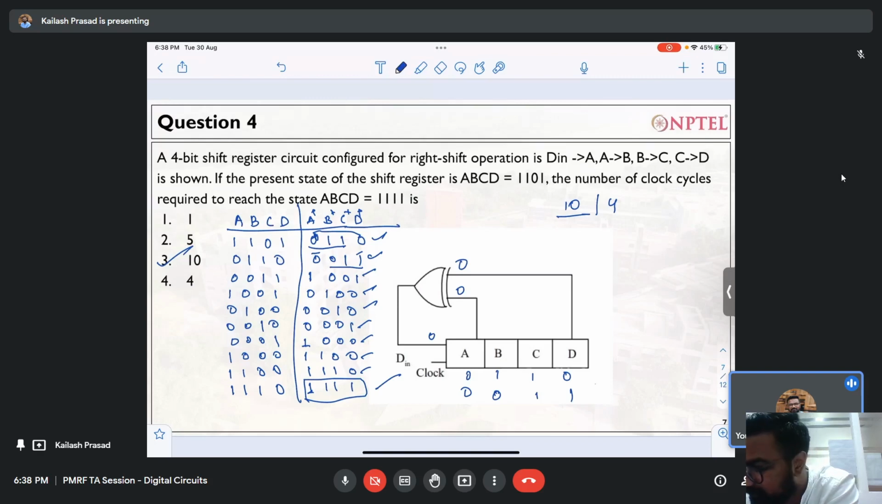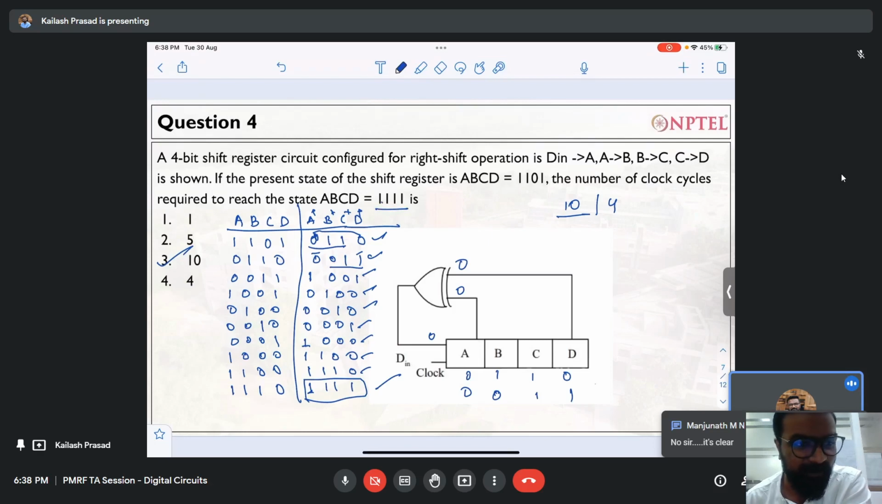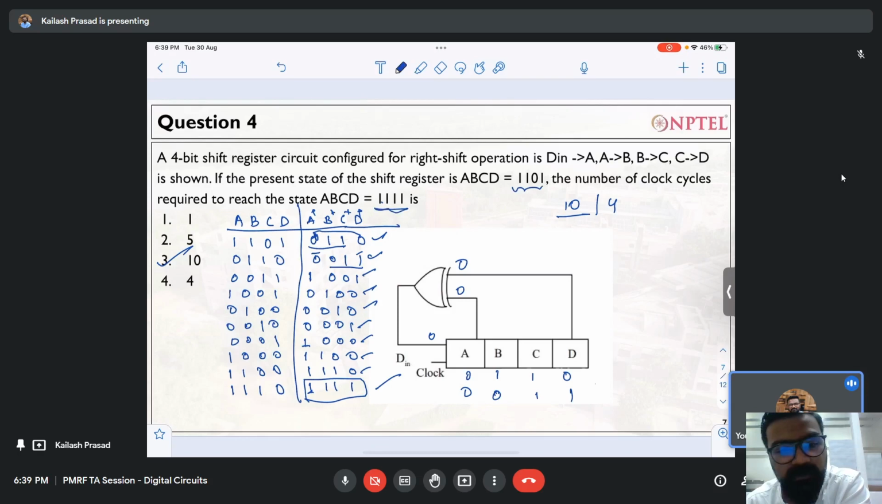Anyone has any question on this? How many cycles will it take? Okay, so that was the fourth question, where we have taken a 4-bit shift register, and the question was, if you have this pattern, how many cycles will you take to get to this pattern?